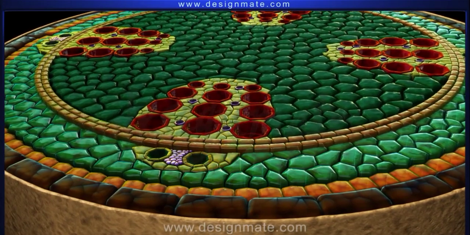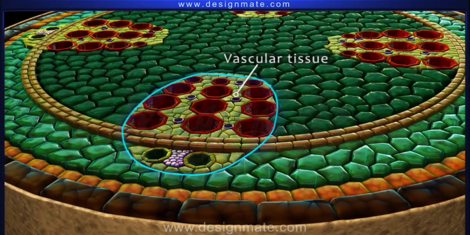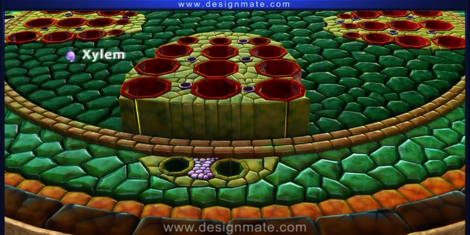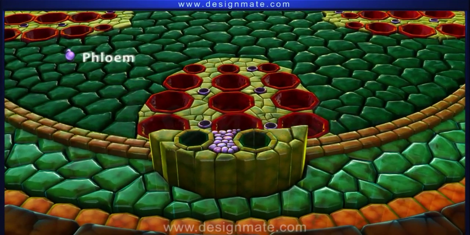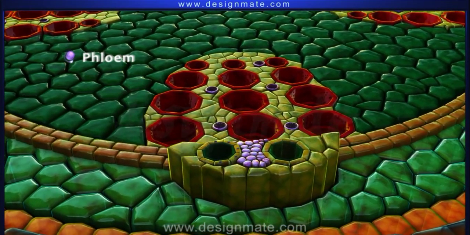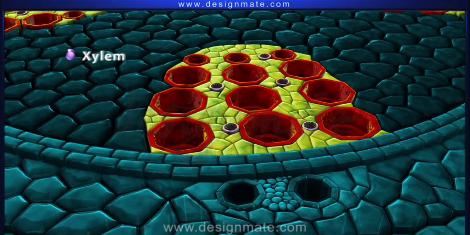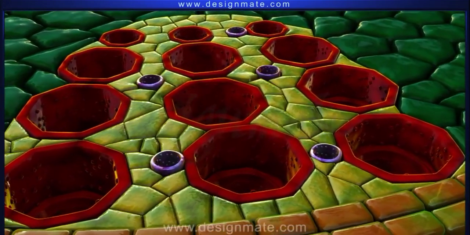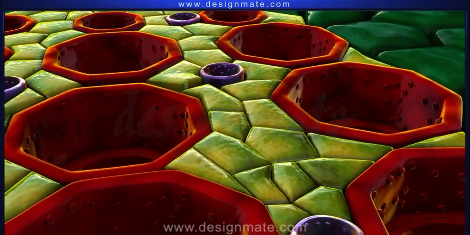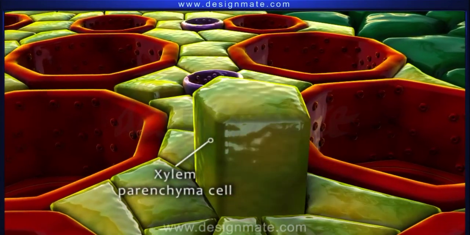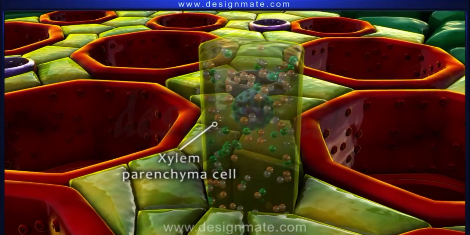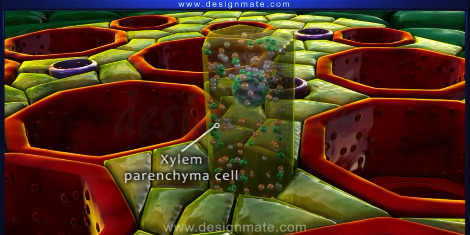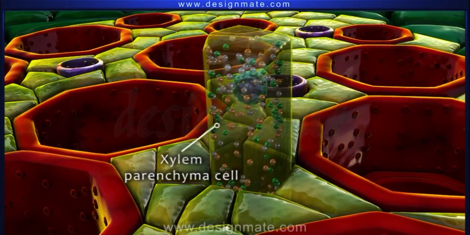In a section of the stem, we see vascular tissues, which are of two types, xylem and phloem. The xylem is a water-conducting tissue composed of different types of cells. Xylem parenchyma cells are the only living components of xylem. These are present between other components and store food in the form of starch or fat.